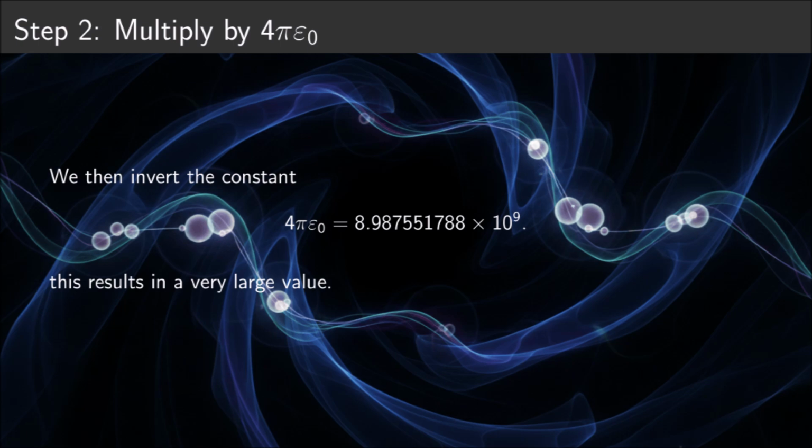Step 2. Multiply by 4 pi epsilon naught. We then invert the constant. 4 pi epsilon naught equals approximately 8.987551788 times 10 to the 9th. This results in a very large value.